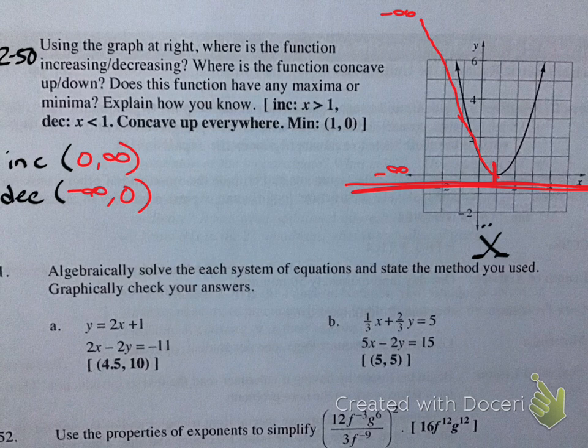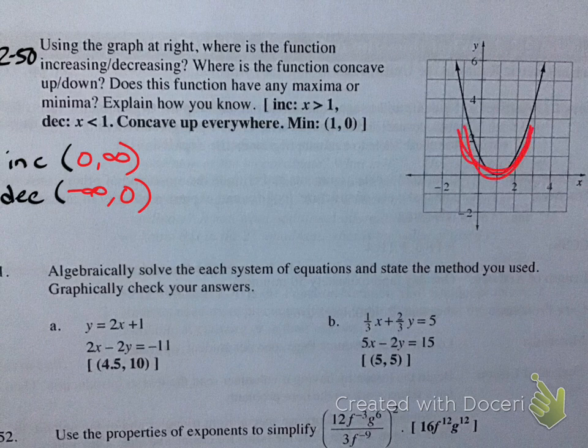Where is the function concave up or concave down? Well, when I look at this function, I only see concave up, like a cup. So it's concave up, I think, on the whole graph. It's not concave down anywhere.